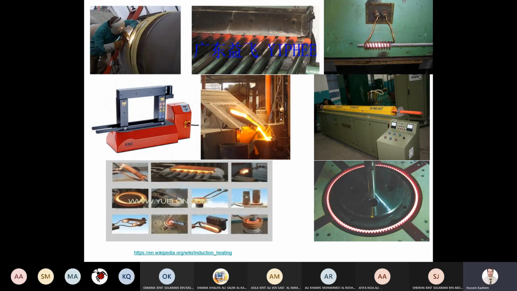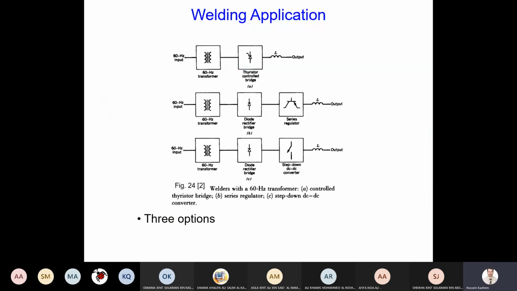If you go to industry, you will see these. Now this is another application, which is welding. You can see here heating or welding or induction heating. How does welding work? Welding works in this way. We have a transformer for isolation because we are going to do a short circuit. We have metal, we do a short circuit, I square R will melt the metal, and then we have welding.